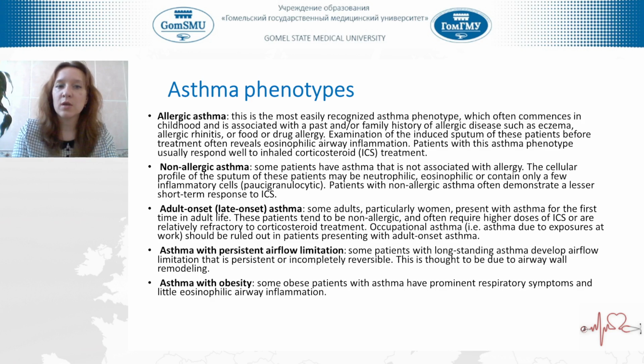Asthma with persistent airflow limitation. Some patients with long-standing asthma develop airflow limitation that is persistent or incompletely reversible. This is thought to be due to airway wall remodeling. And asthma with obesity. Some obese patients with asthma have prominent respiratory symptoms and little eosinophilic airway inflammation.